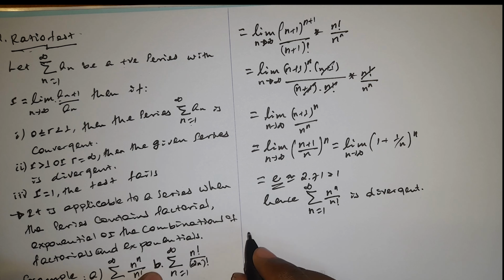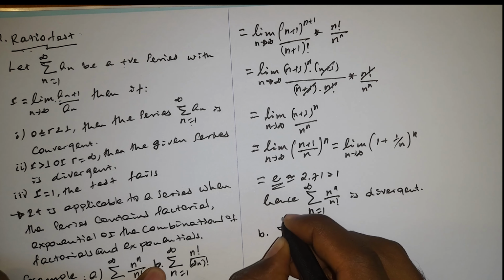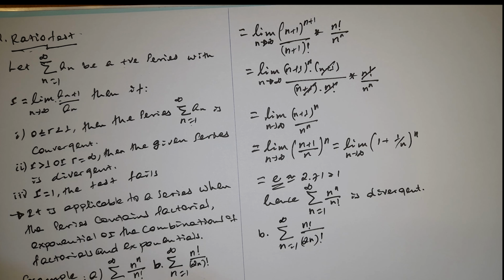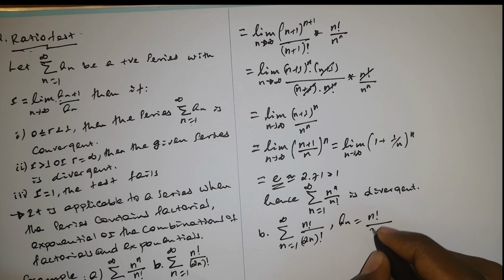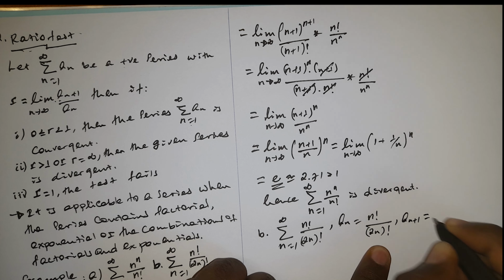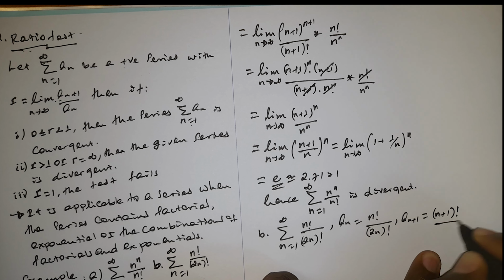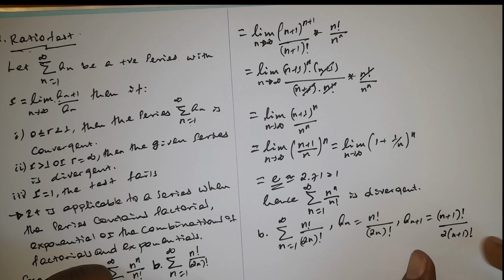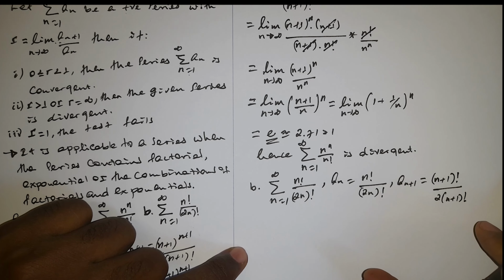For the second example, B: summation n runs from 1 to infinity of n factorial over 2n factorial. Here an is equal to n factorial over 2n factorial and an plus 1 is equal to n plus 1 factorial over 2 into n plus 1 factorial. We use the ratio of these two to check the convergence or divergence of this series.